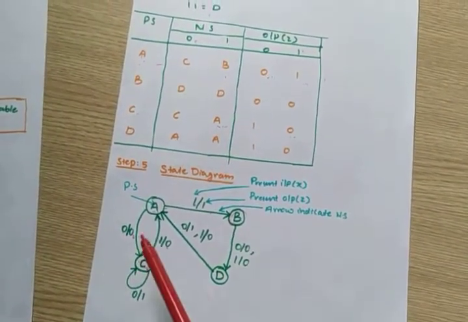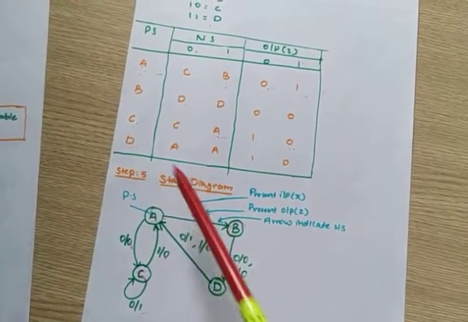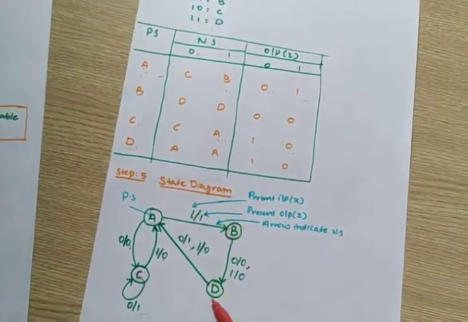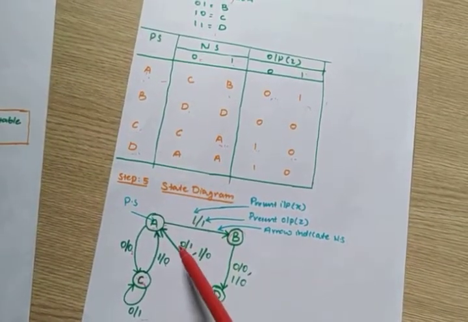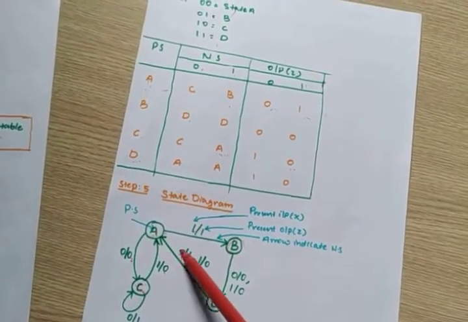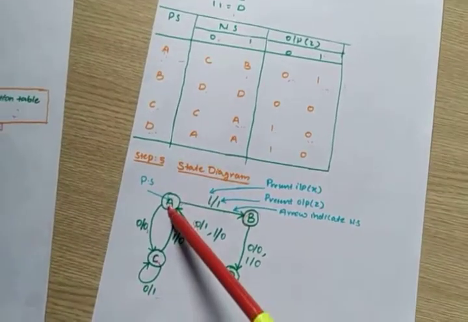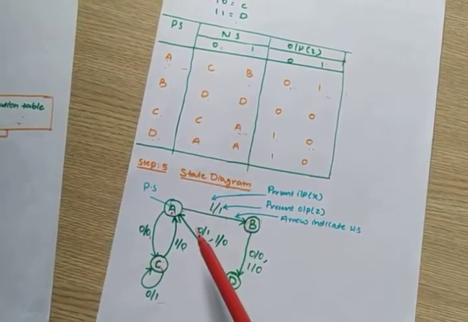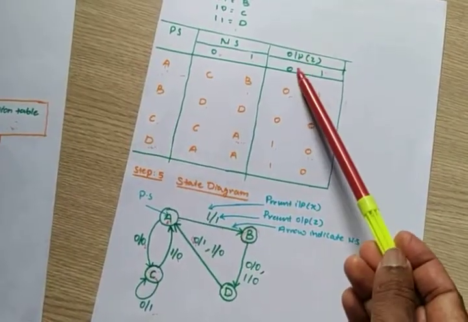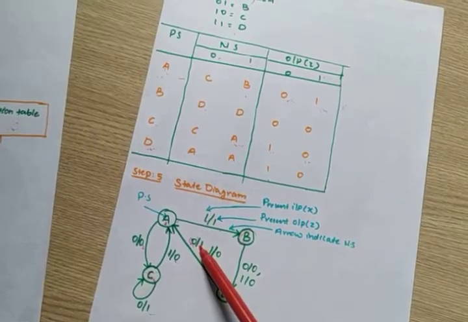Okay. Now we are in state D. For state D, 0 input, it will go to state A. So like that you have to go. State D 0 input, this is 0 input, it will go to state A. And what is the output? D 0, output is 1. So here it is 1.